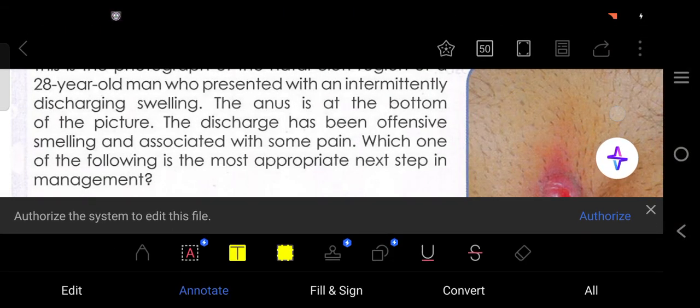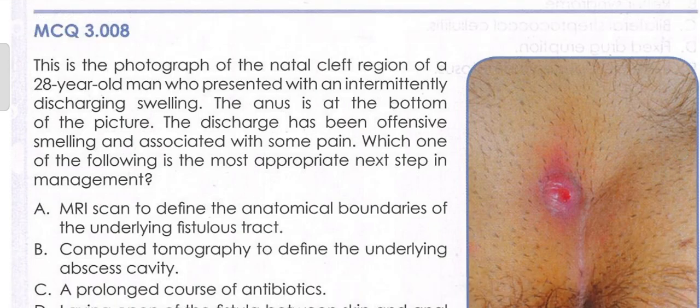Good morning, friends. Today we will go through some dermatology questions. This question is 3.008. This picture we have already discussed in my previous video.